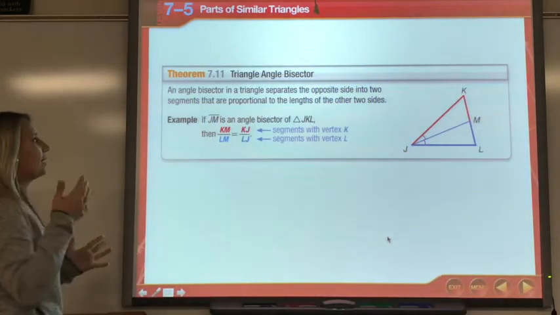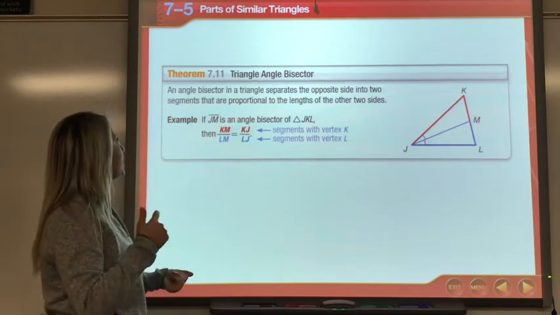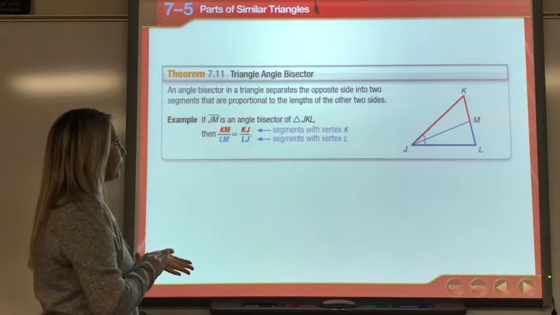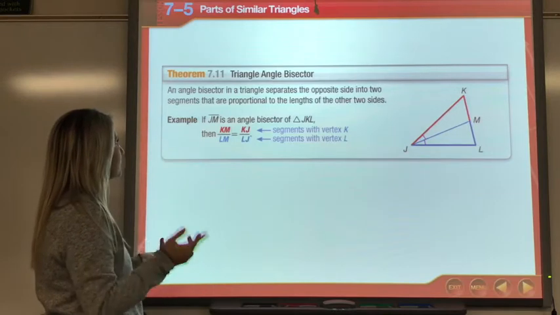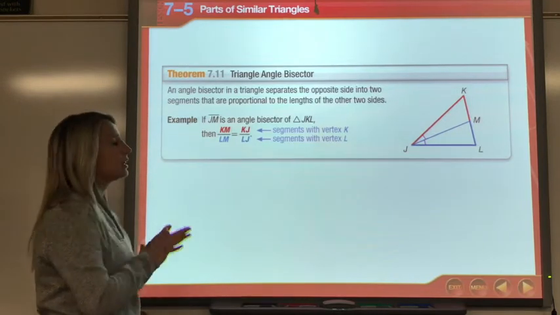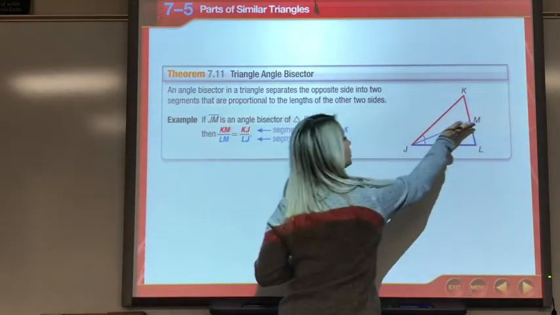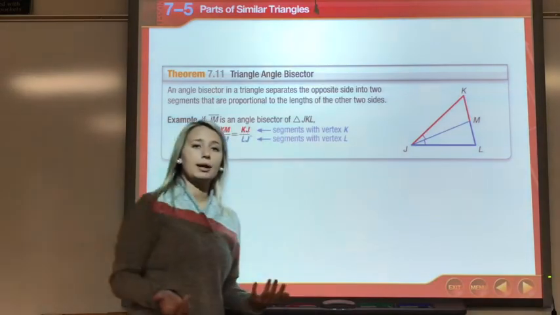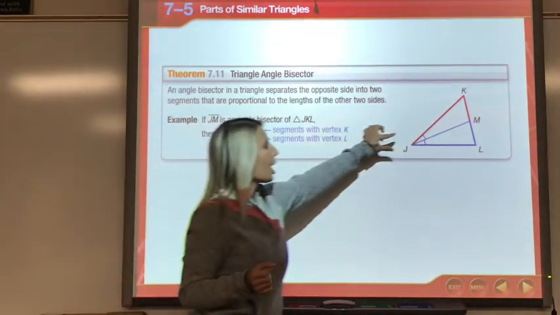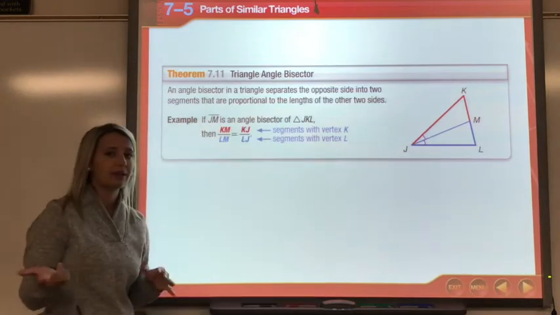So here's the triangle angle bisector theorem. It's saying if an angle bisector in a triangle separates the opposite side into 2 segments, those segments are proportional to the lengths of the other 2 sides. Okay, so what this is saying is we have to know that this JM here is an angle bisector. If we are not shown these congruence marks, then we won't be able to apply this theorem.